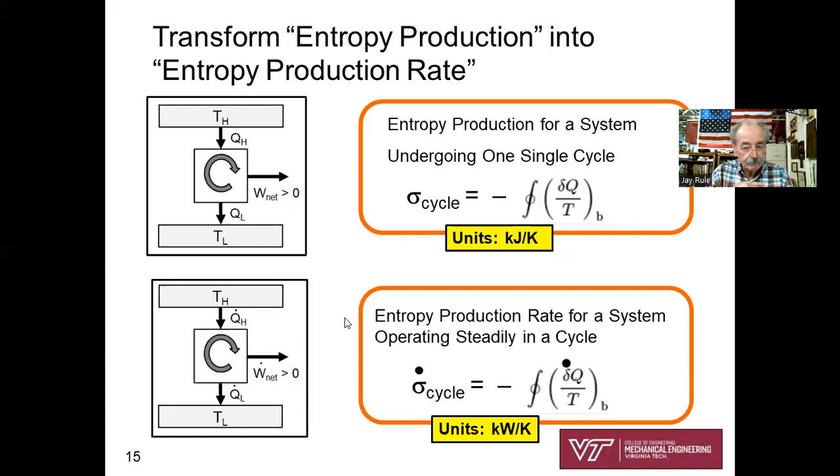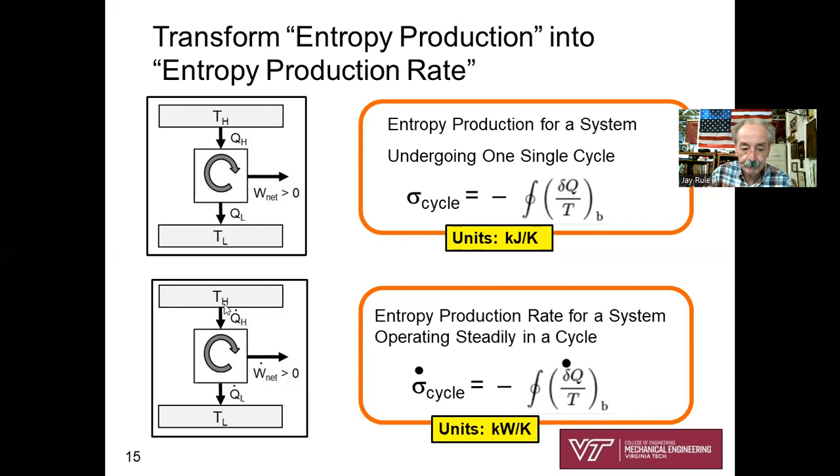Maybe a little repetition, but I think this slide is meant to drive it home. We just did two example problems for a closed system undergoing one single cycle. Here was our sketch. Here was our governing equation. Notice it, no dot. And the units of our entropy production for the cycle were kilojoules per degree K.